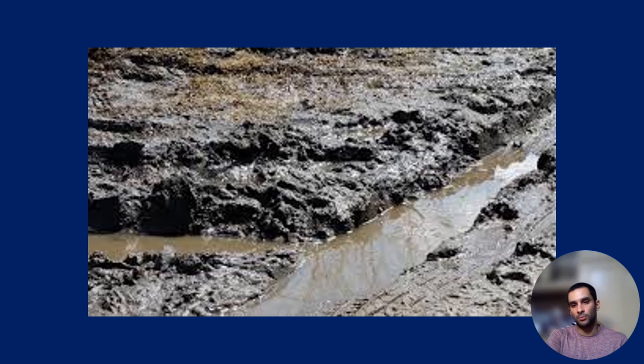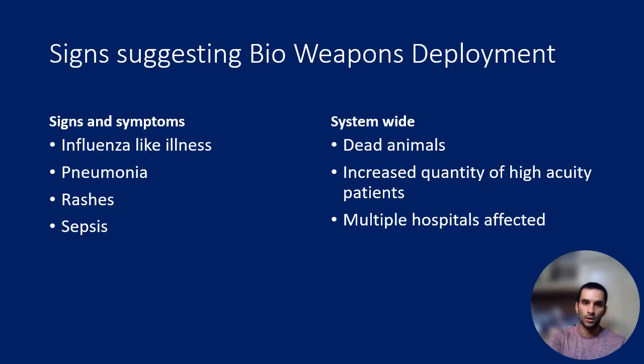So why do I have a picture of mud to start? I'm telling you this because sometimes it's as clear as mud in identifying these agents, because they often mimic other diseases. So if we look at most of the symptoms of the A-list pathogens, a lot of them will cause flu-like illness, a lot of them will cause pneumonia, a lot of them will cause rashes, and a lot of them will cause sepsis. Now, there's a lot of non-bioterror agents that do all those things, and you probably see those every day.